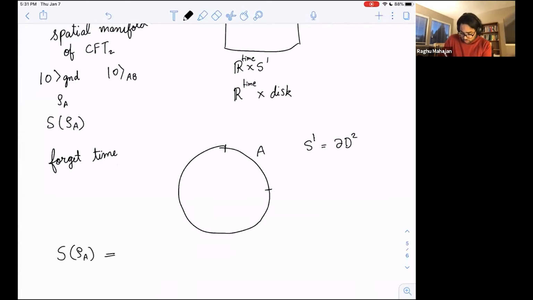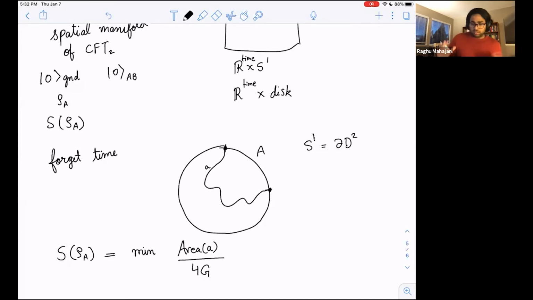First, you have to minimize something. But what do you have to minimize? You have to put some surface here in the bulk, some random surface. Let's call it little a. Little a is some surface whose endpoints agree with capital A. Amongst all candidate surfaces which have their boundary anchored to A, we have to find the minimal one. And that's it, that's the answer. And once you have that minimal surface, the area of the surface gives you the entropy.